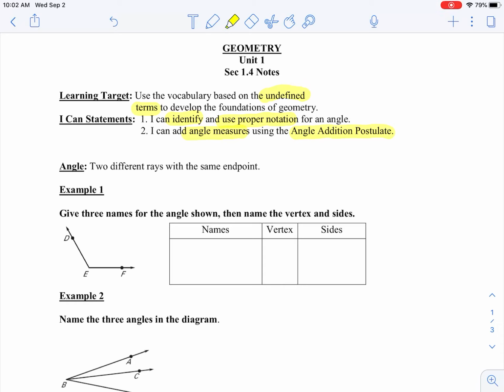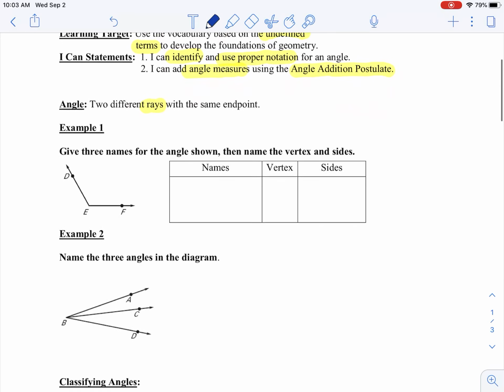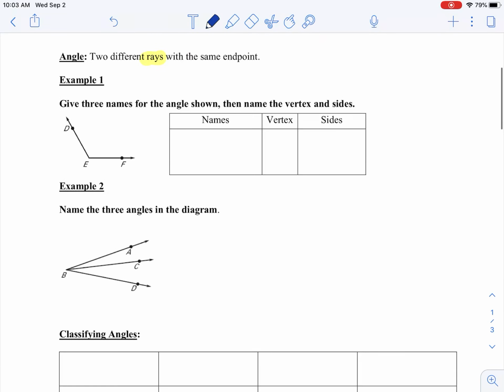All right, so we're going to start off with just a definition. An angle is two different rays that have the same endpoint. So again, we're building off of the vocabulary we've always used. Rays, something we saw in our first lesson, and we will continue to see if we put two of them together at the same endpoint, we get that angle. All right, so example one, we're just going to get right to how we name them here. So give three names for the angle shown, then name the sides and the vertex.